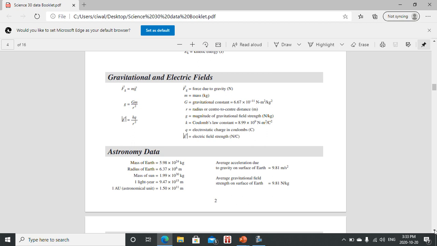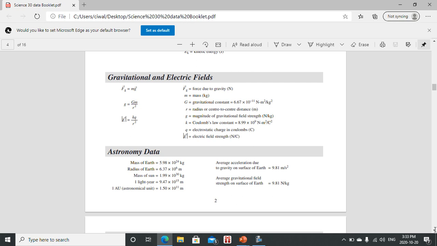It tells you that the mass is in kilograms. It tells you that r is the radius or center to center distance, and that is in meters. So if you're given a number in kilometers, you do need to convert it into meters. We're always working in kilograms. We're always working in meters for these calculations.